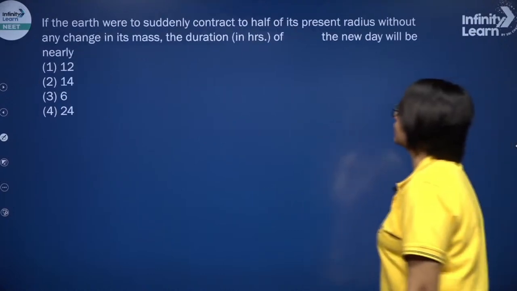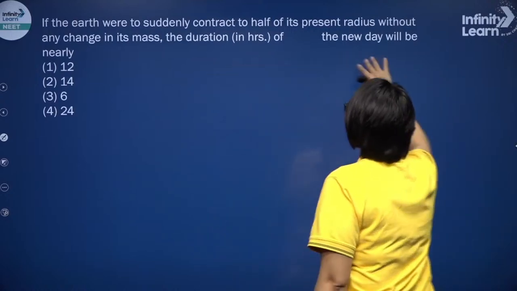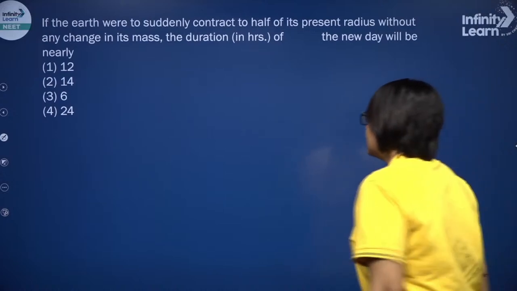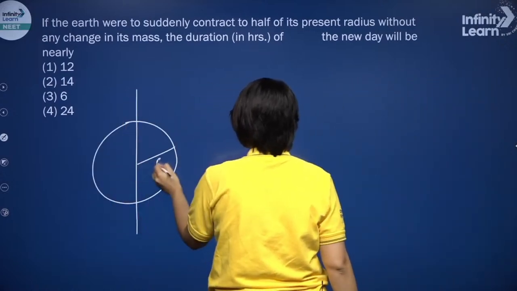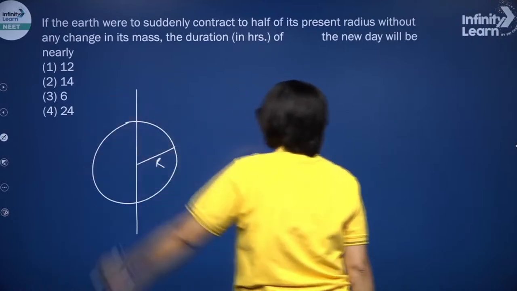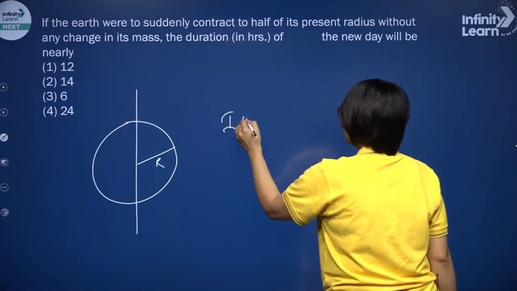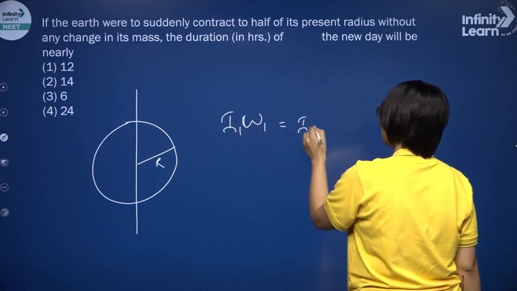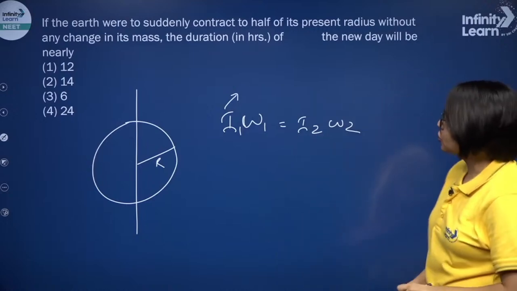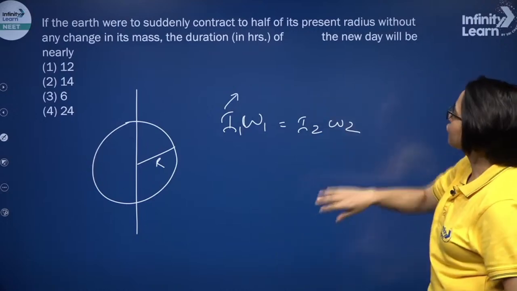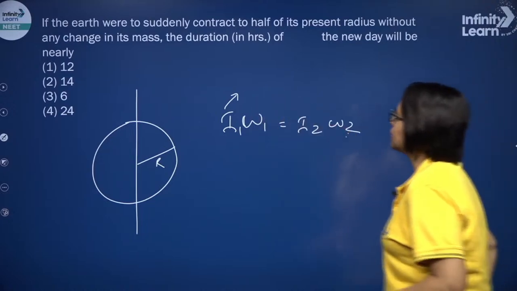Next is this one. If the earth were to suddenly contract to half of its present radius without any change in its mass, the duration of the new day will be. So earth is contracting on its own, right? Half of its present radius. So its angular momentum about its axis of rotation will be the same. So you can conserve the momentum. I1 omega 1 is equal to I2 omega 2. I1 is the moment of inertia before contraction. I2 is the moment of inertia after contraction. Omega 1 is the angular speed before contraction. And omega 2 is the angular speed after contraction.